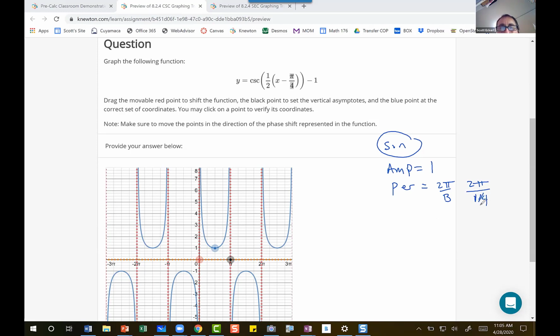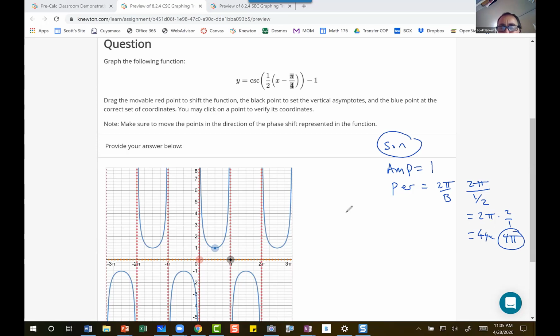And dividing by, oh no, 1/2. Shoot. Dividing by 1/2 is the same as multiplying by the reciprocal. So it's 2 pi times the reciprocal of 1/2, which is 2 over 1. So we got a period of 4 pi. That's very sloppy. 4 pi. Okay, so we're going to have to adjust the amplitude and the period.